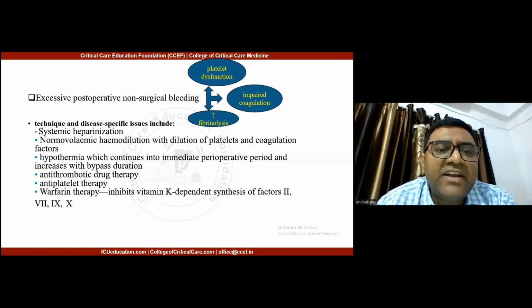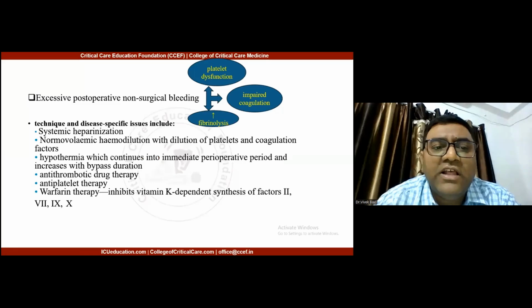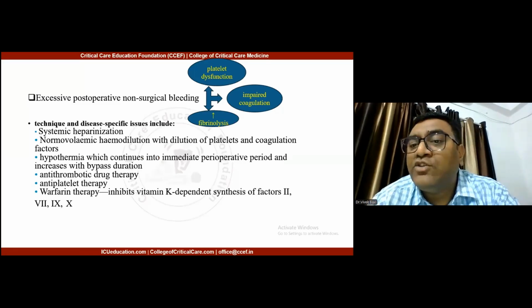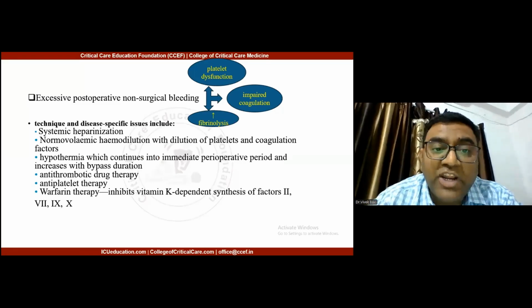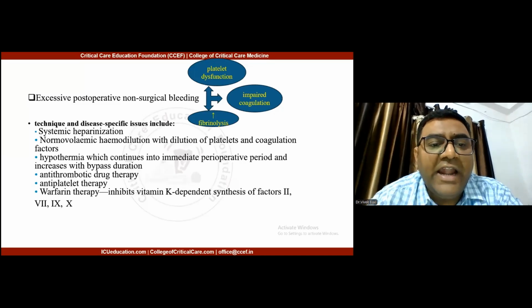And some technical and disease-specific issues you need to include. These are systemic heparinization, hemodilution, as ma'am said, dilutional coagulopathy, hypothermia. Few of you have written hypothermia, possibly occurring in the post-operative period and increasing with the bypass duration. Antithrombotic drug therapy, antiplatelet therapy.